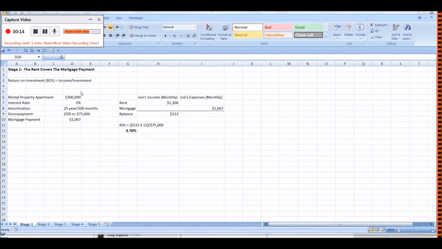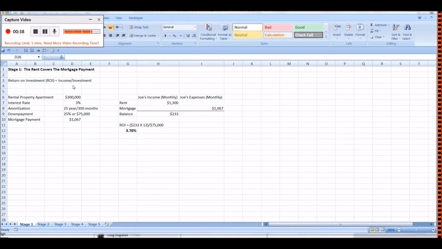So I'm going to start off with an example. Joe bought a rental property unit for $300,000. His interest was 3%. Amortization 25 years or 300 months. Down payment 25% or $75,000. Mortgage payment approximately $1,067. First, the formula: return on investment equals income over investment.